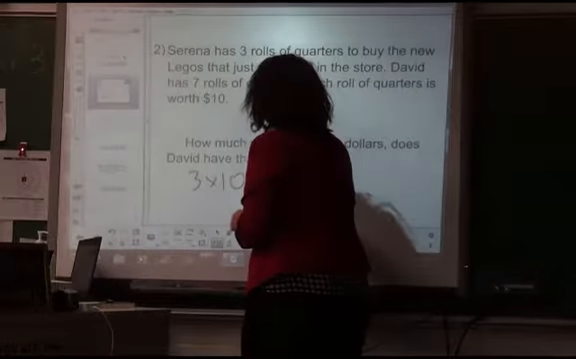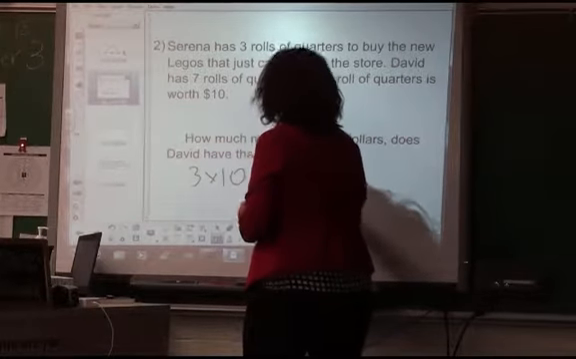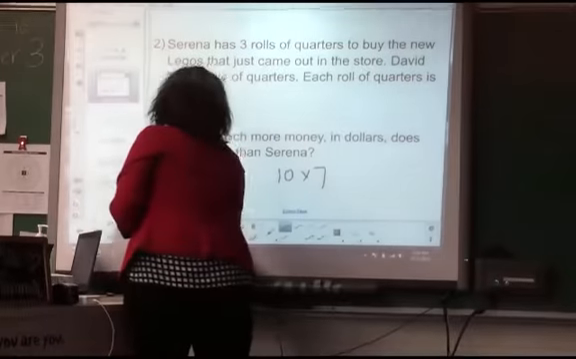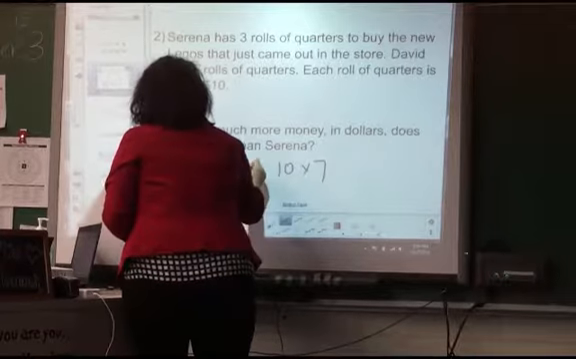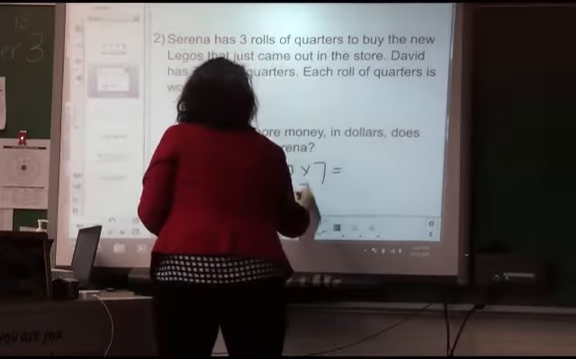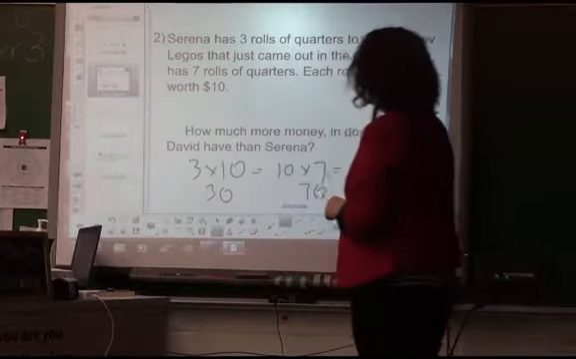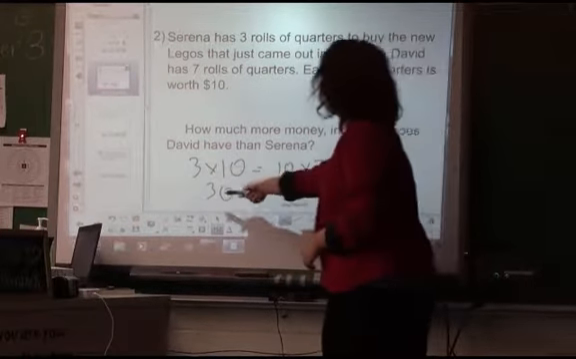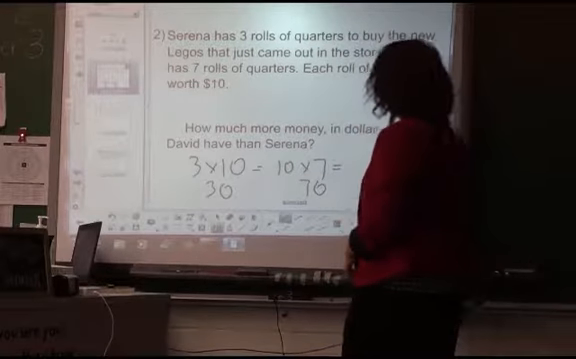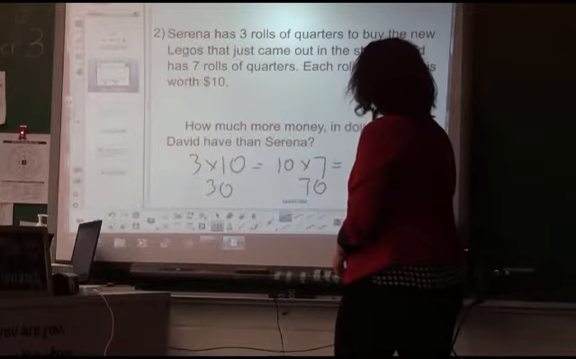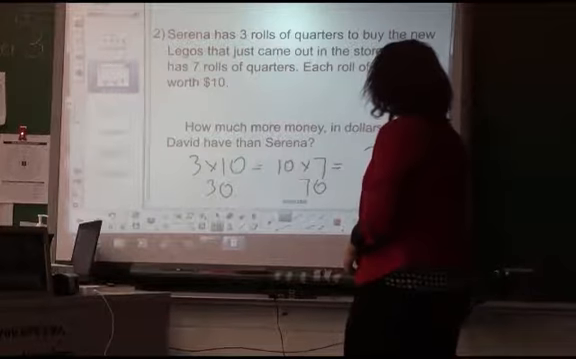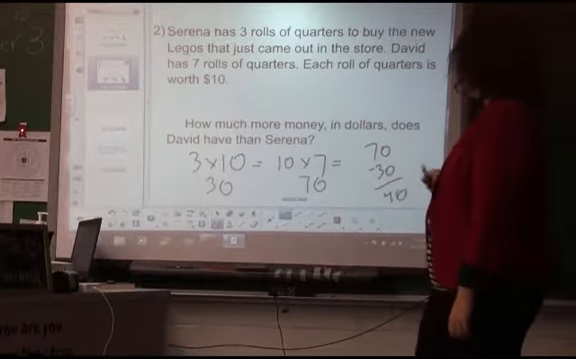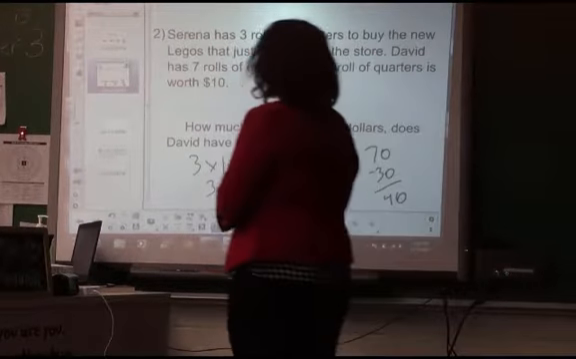And then we're going to do 10 times 7. So we're going to take Serena has 3, David has 7, and we want to keep this 10. So that gives us 30. This gives us 70. So we want to know how much more money dollars does David have than Serena. So this is Serena's 30, and this is David's 70. So all we're going to do is do 70 minus 30, and that's going to give us 40. So David has 40 more dollars than Serena. Okay.